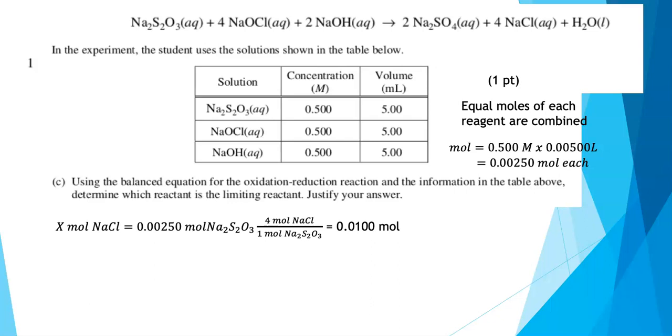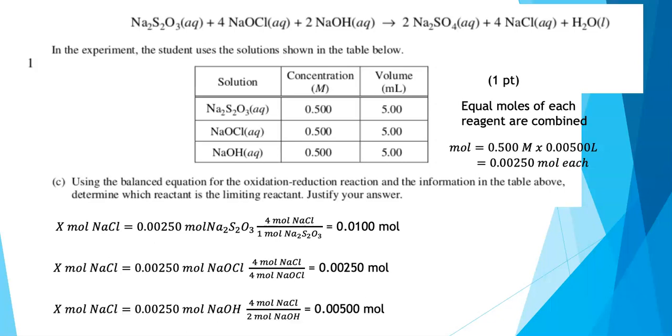The way I teach my students to handle limiting reagent problems is to pick a product and solve for that product using each reactant and the amount that you have. So how many moles of sodium chloride would I get from the Na2S2O3? How many moles of sodium chloride would I get from the NaOCl? How many moles of NaCl would I get from the NaOH? I'm just doing a mole-to-mole calculation here. What I see when I do these is that the amount of NaOCl gave me the smallest quantity of NaCl, which means NaOCl must be my limiting reagent.